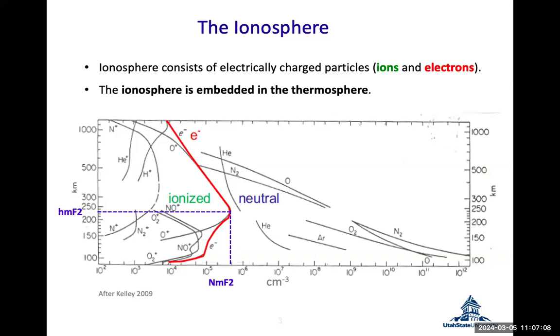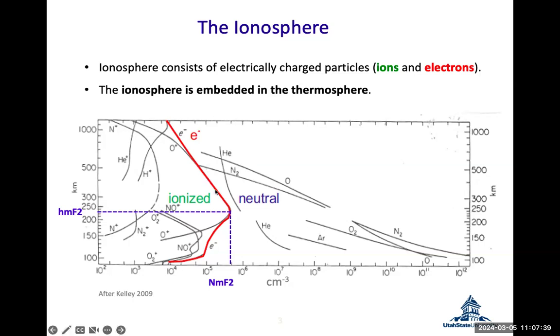conditions are. The corresponding height of NmF2 is hmF2. So that's, like I said, somewhere around 250 to 500 kilometer altitude. And the major ion in that region is atomic oxygen. If we look in the lower part of the ionosphere, let's say from about 100 to 200 kilometer altitude, the main ions are in fact molecular ions.